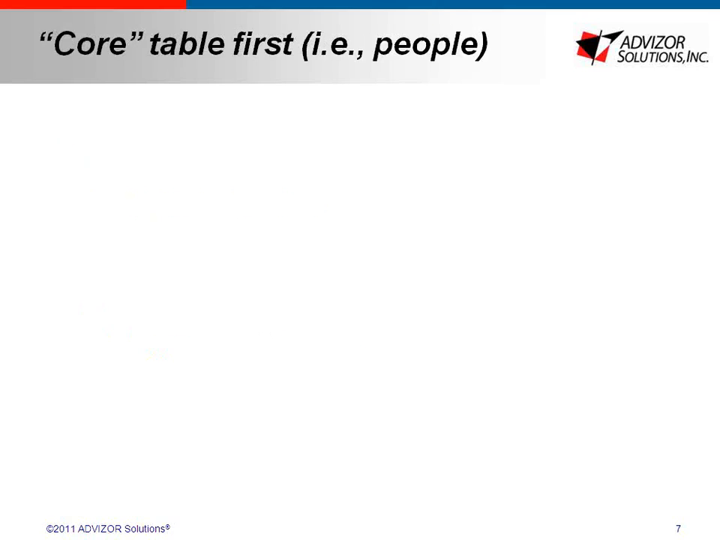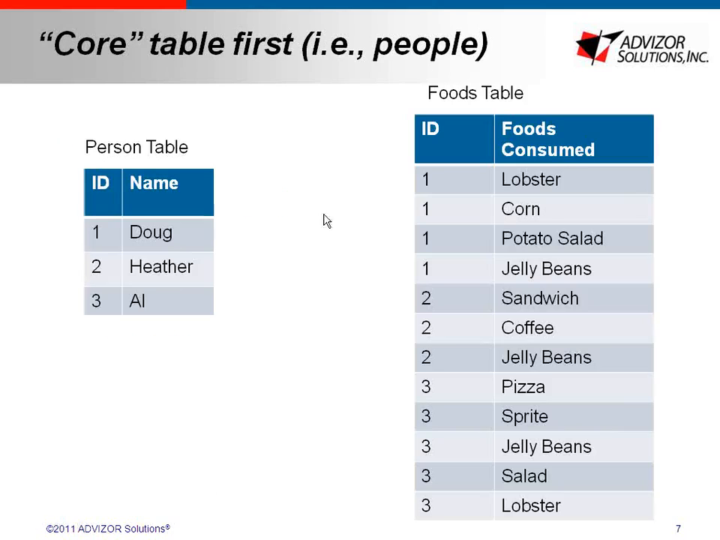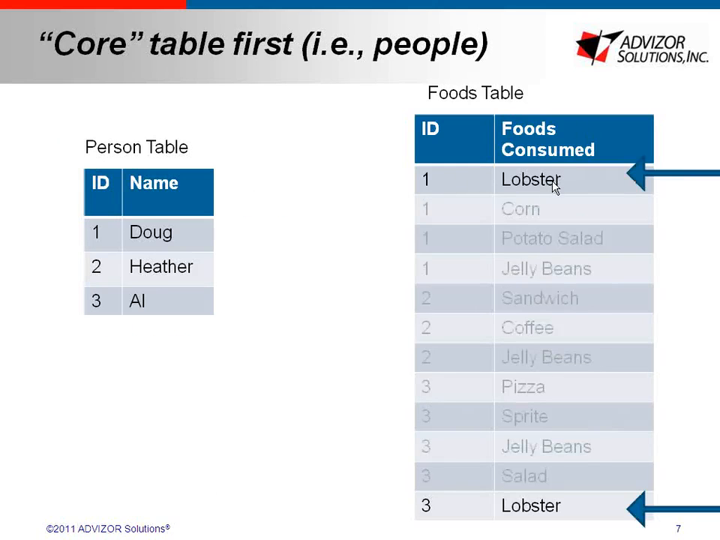So I'm going to focus in on the first method of exclusion that we've discussed, excluding from the core table first. And in my silly example, this is the people table. So let's bring up the two tables that we've been looking at. We have the person table, where each person has one row, and the foods table, where there can be multiple rows for each person. So what I'm going to do is I'm going to select everyone who ate lobster. And again, this isn't ADVIZOR. This is a PowerPoint scenario to lay out the methods of excluding. So I've selected lobster. It looks like lobster appears in this foods table 2 times. The rest of the foods are gray or unselected. What does ADVIZOR do next?